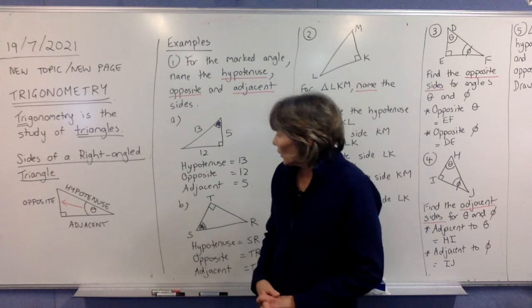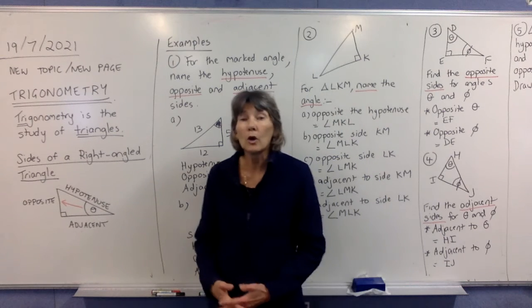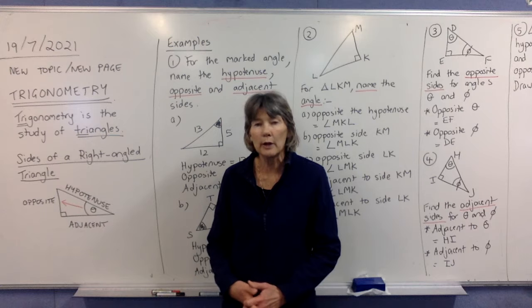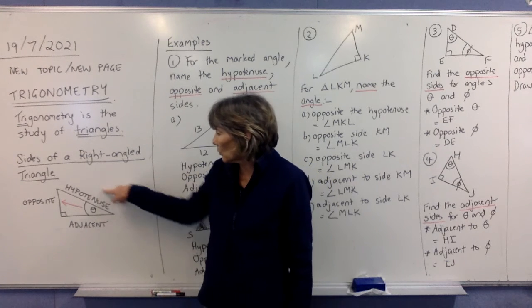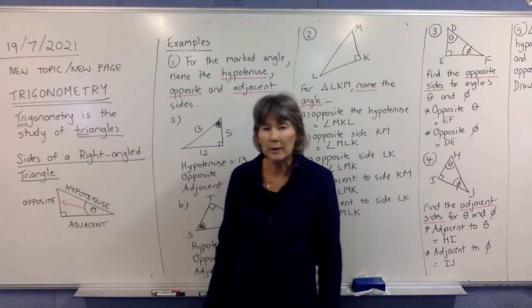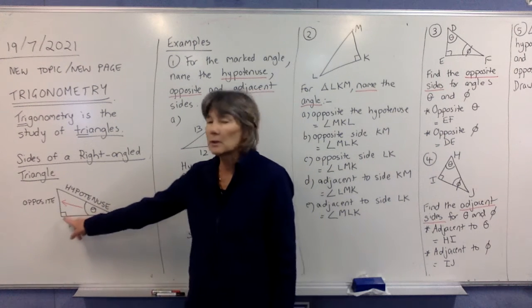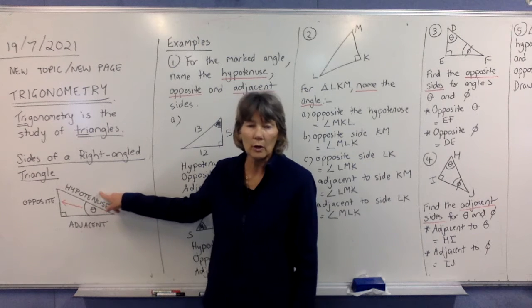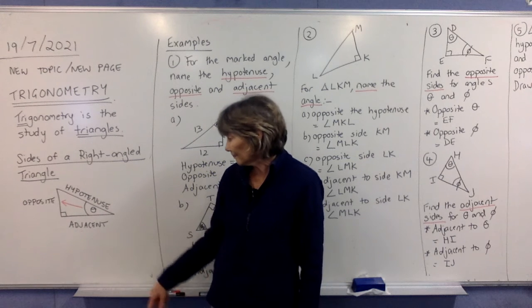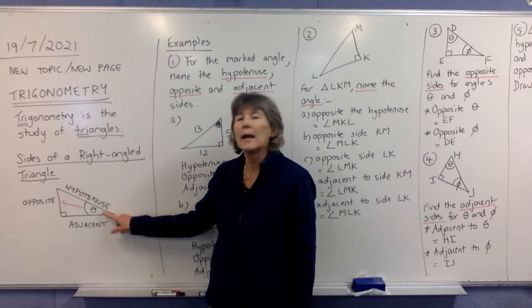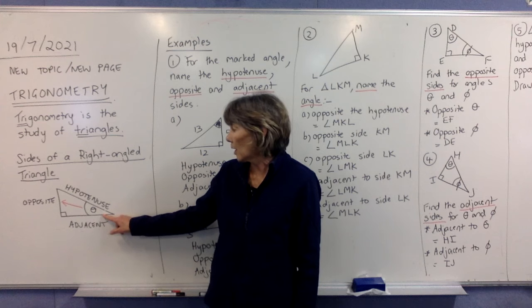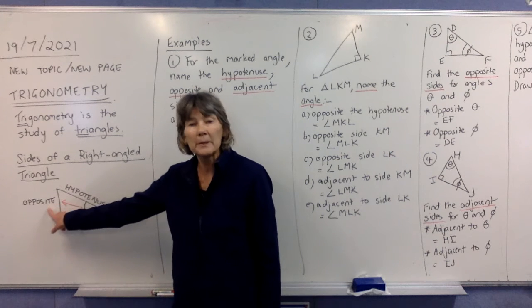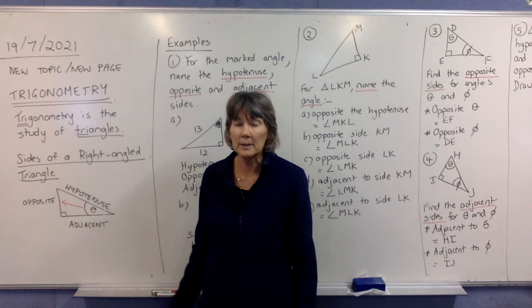So firstly, we have to understand what we're going to call these sides in the right-angled triangle, otherwise none of it's going to make any sense. So at the moment you already know what a hypotenuse is from Pythagoras' theorem. It's the side opposite the right angle, and it also is the longest side in the triangle. If we look at any other angle apart from the right angle, so if I look at this one here and call this theta, then I'm going to call the side opposite that angle the opposite side.